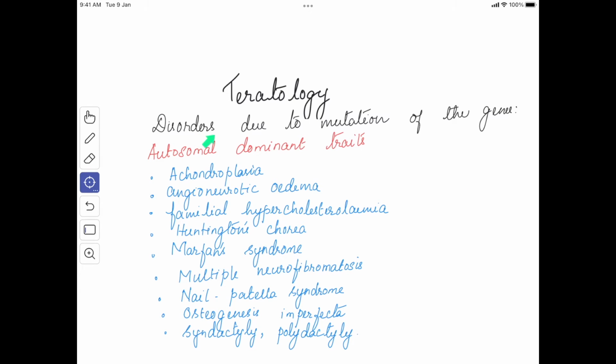Next, we'll see the disorders due to the mutation of the genes, which includes the autosomal dominant trait. Under this, you have achondroplasia, angioneurotic edema, familial hypercholesterolemia, Huntington's chorea, Marfan syndrome, multiple neurofibromatosis, nail patella syndrome, osteogenesis imperfecta, syndactyly and polydactyly. So these are autosomal dominant traits.